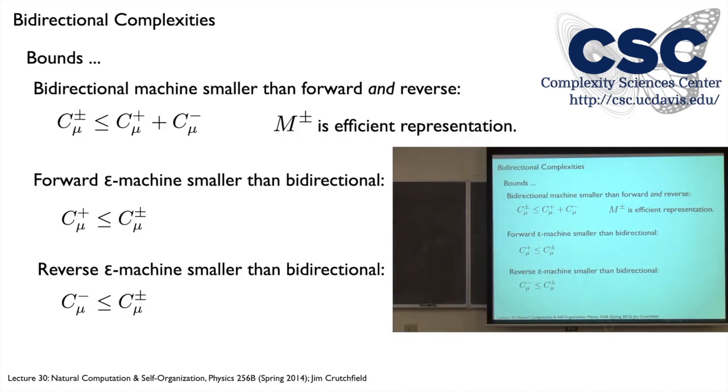Although I think this interpretation does depend on justifying the state information of bidirectional states as the minimal information you need to predict and retrodict. Now, thinking of it the other way, the bidirectional complexity upper bounds both the forward and reverse complexities. So these are just questions of trying to get some sense of what this object is. What are the constraints on the bidirectional machine?